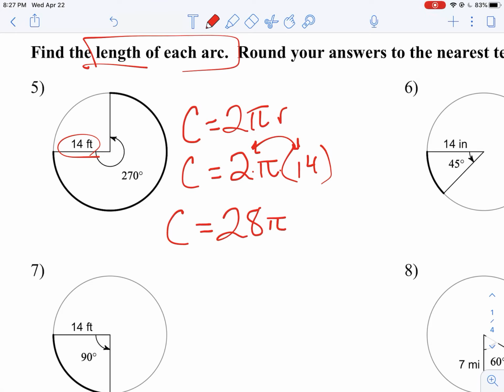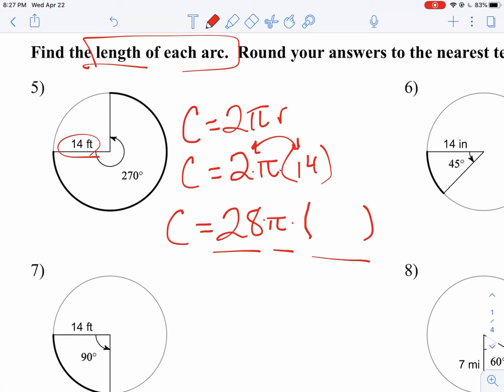And I'm just going to leave the pi for now because I'm going to have to multiply this by something else at the end, and I don't want to round in the middle of my problem. Remember we talked about that in the last video. So what needs to happen right now is I'm going to be putting a ratio here, and I'm going to multiply that ratio times 28 and times pi. So I need to put a number here.